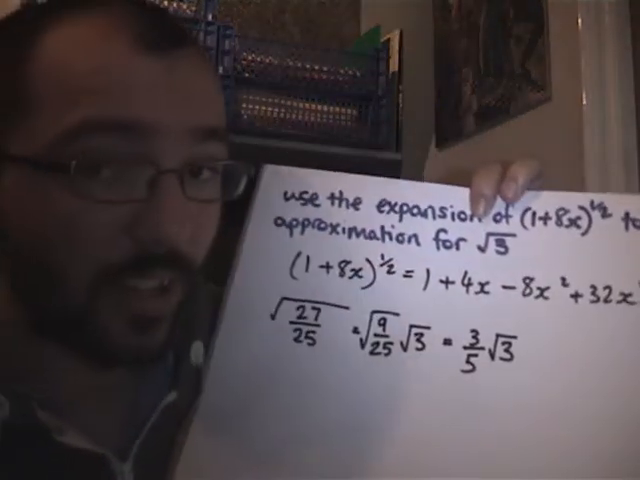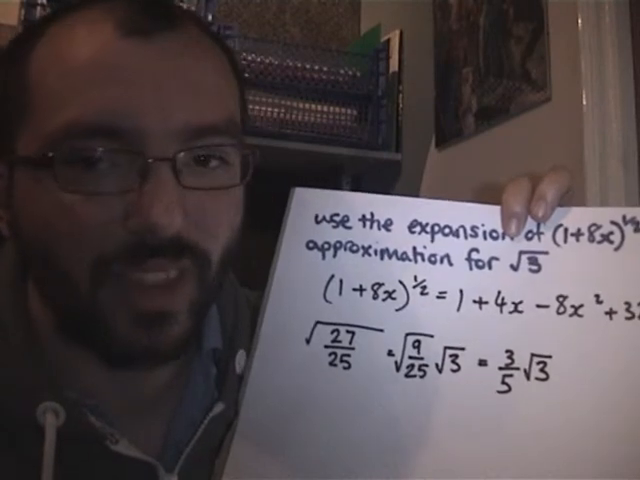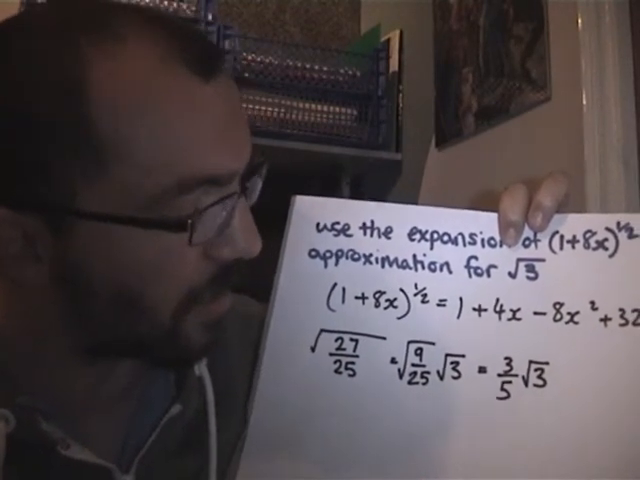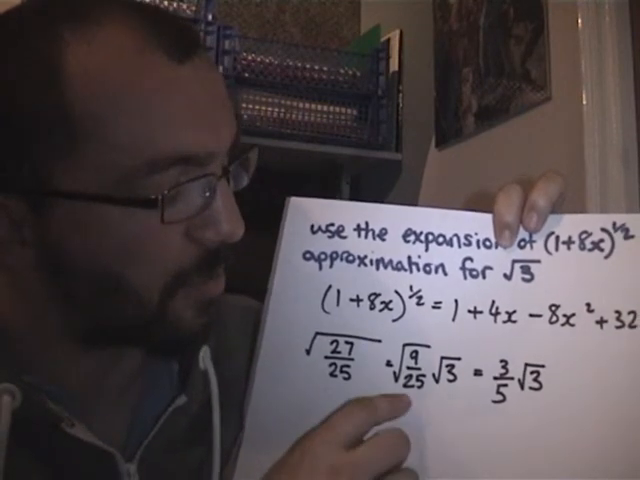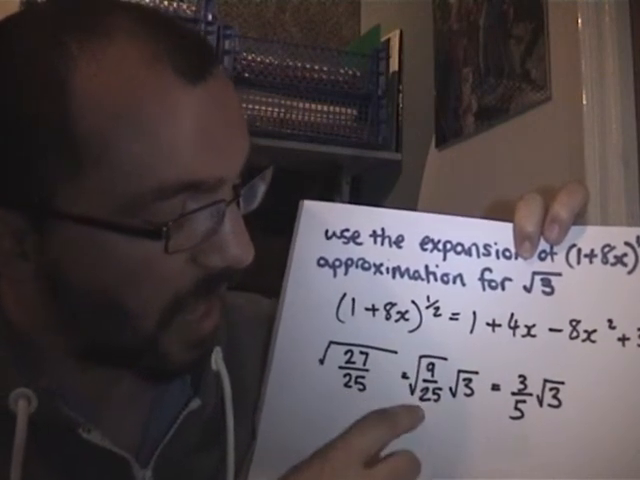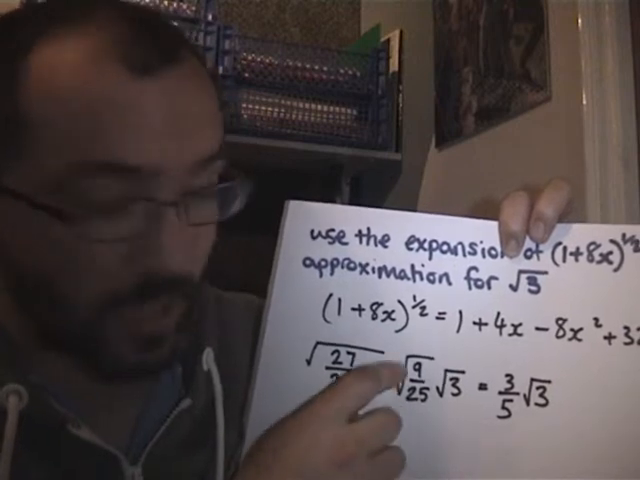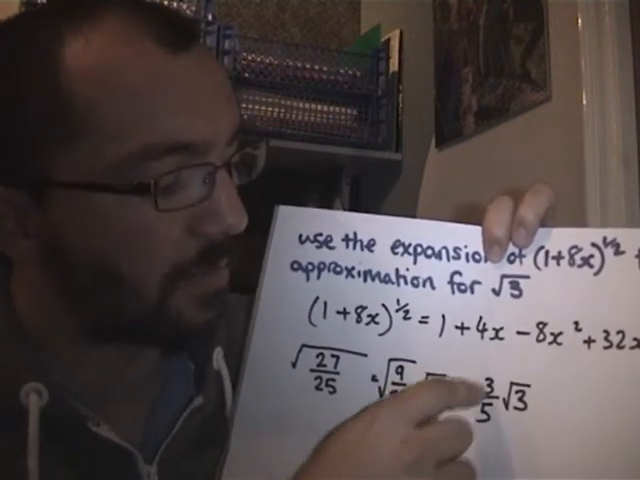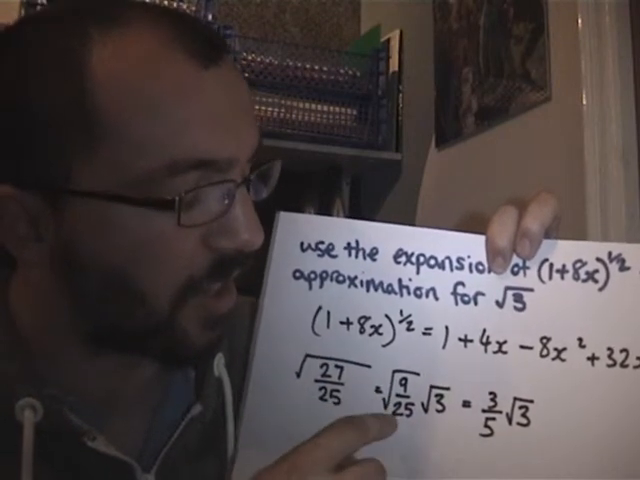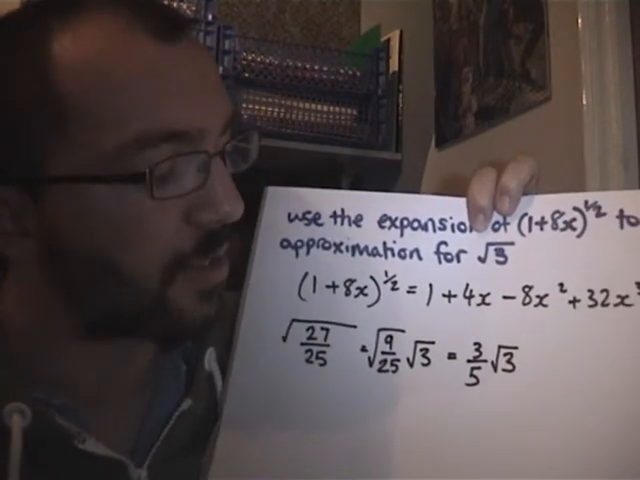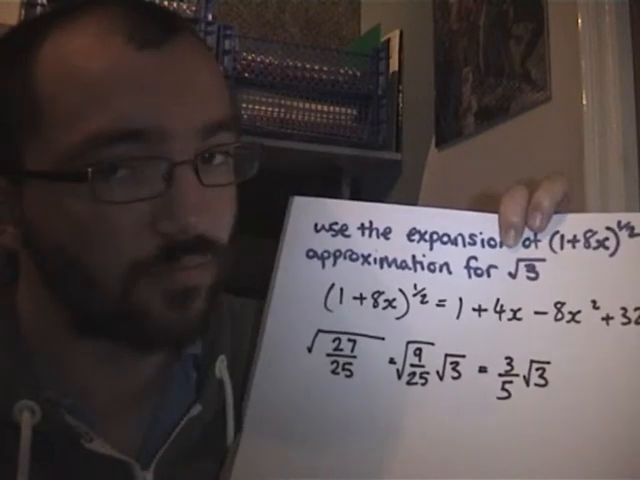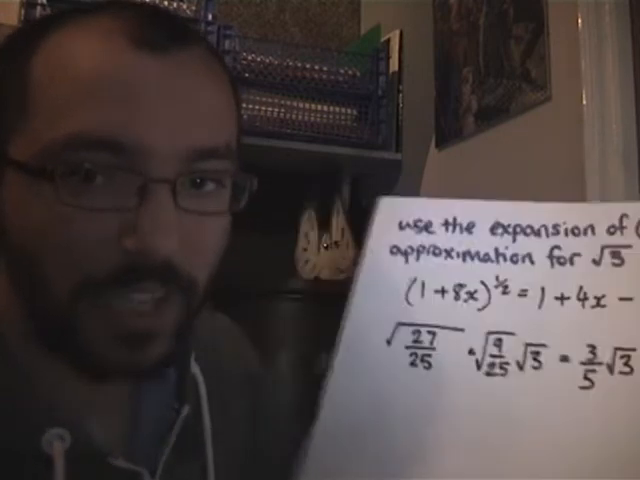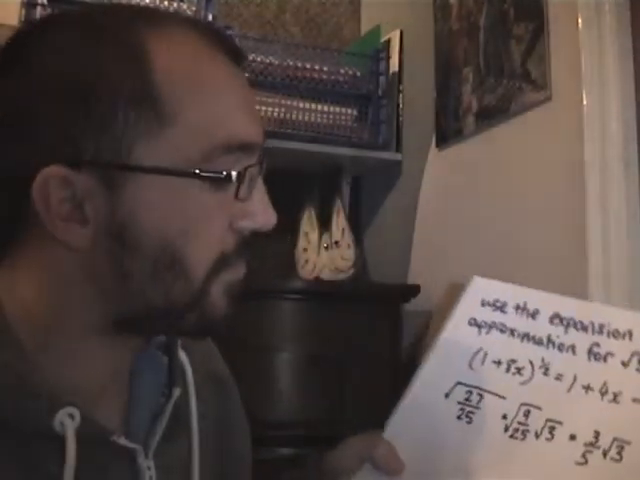Now this step might look a little bit pointless. What I've said is that 27 over 25 can be expressed as root 9 over 25, which are both square numbers, times by root 3, which is what I want. Sorting out the square root on the 9 over 25, that gives me the 3/5 root 3. Not necessarily so important now, but there's something else that we can do with this.